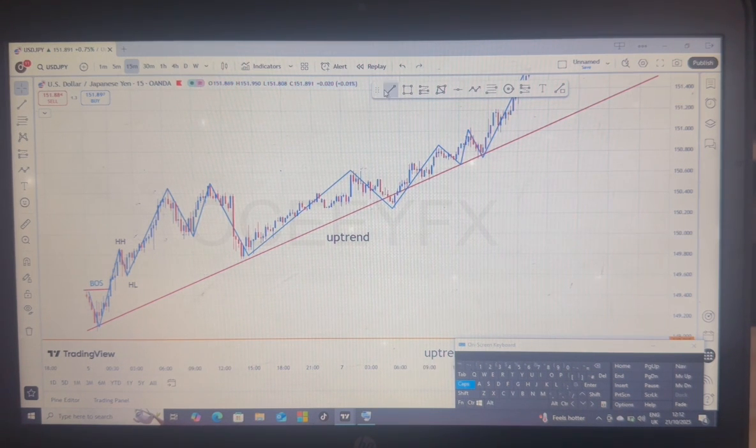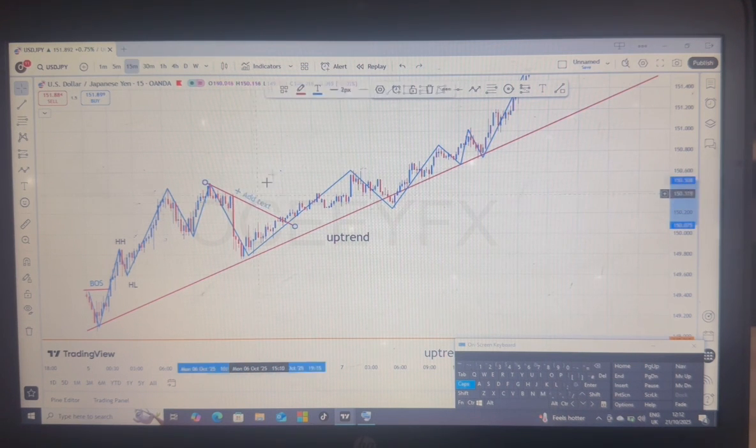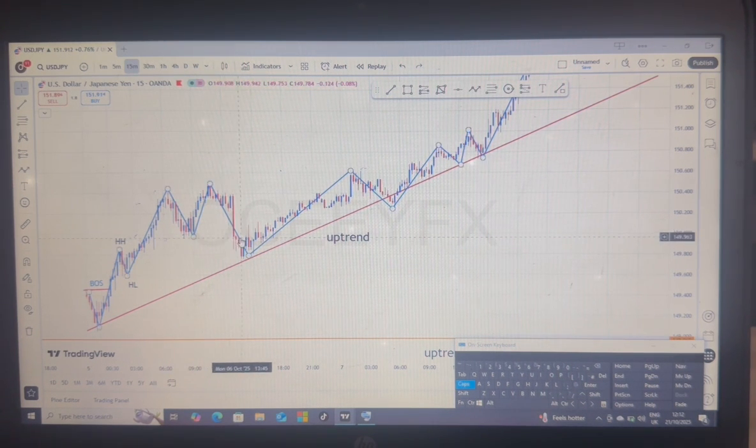It's made a small downtrend here before it later broke the structure, if you can see. Instead of making a higher high here and a higher low, what did it do? Equal high, and it broke this structure, showing that this market had reversed to a downtrend before it came again and made a break of structure to the upside.